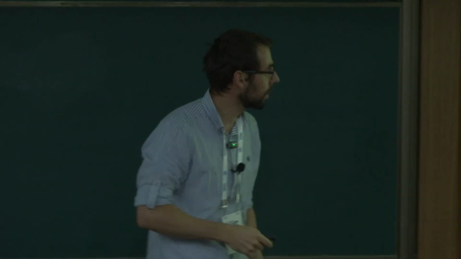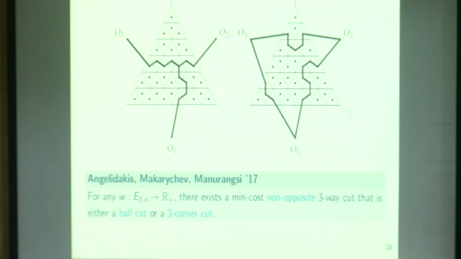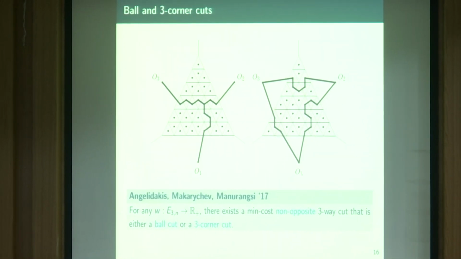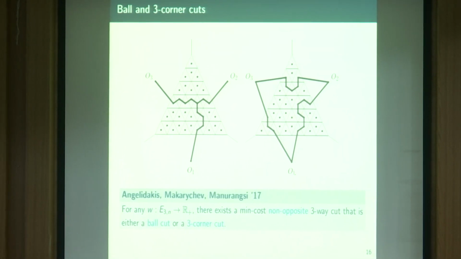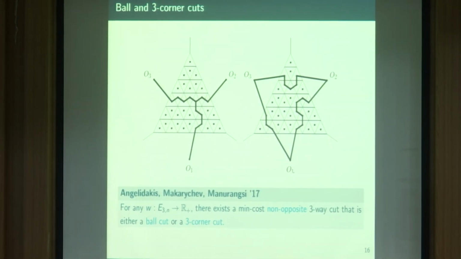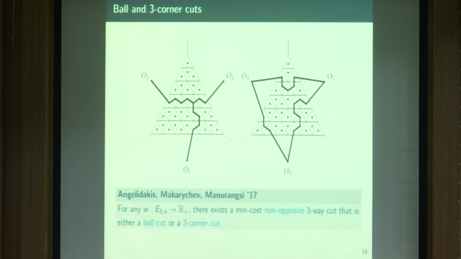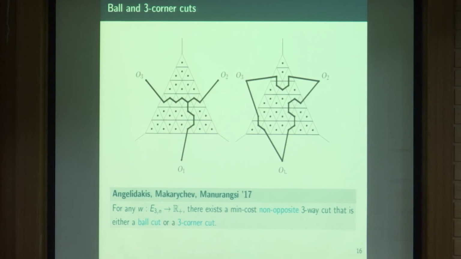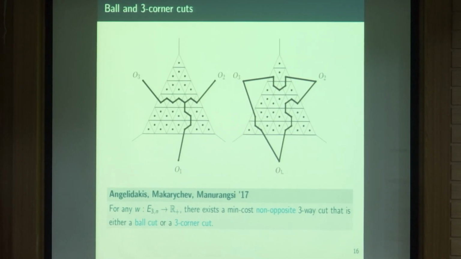And in the two-dimensional case, so when you have three terminal vertices, the situation is even better because they show that among non-opposite cuts, it's enough to concentrate on so-called ball cuts, which look like this, or three-corner cuts, which look like that. And for that reason, it's easier to work with the two-dimensional simplex. That's how they could improve the lower bound.